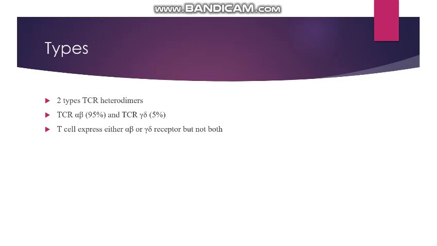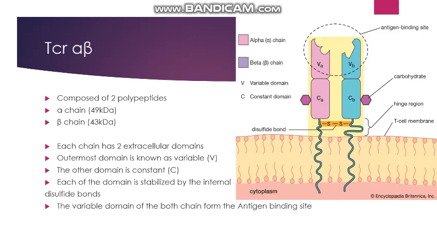Types of TCR. Two types of TCR heterodimers are present: TCR alpha beta 95% and TCR gamma delta 5%. A T cell expresses either alpha beta or gamma delta receptor but not both. First one, TCR alpha beta type. It is composed of two polypeptides. Alpha chain is about 49 kilodaltons and beta chain is about 43 kilodaltons.